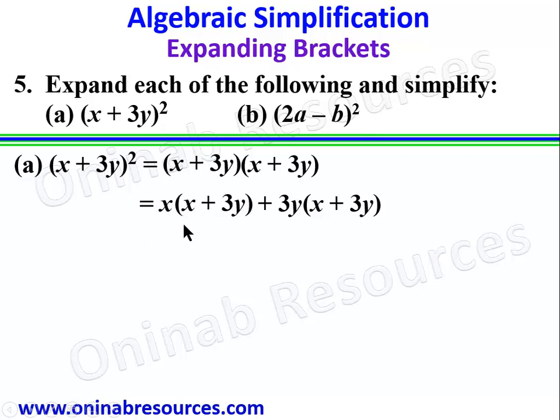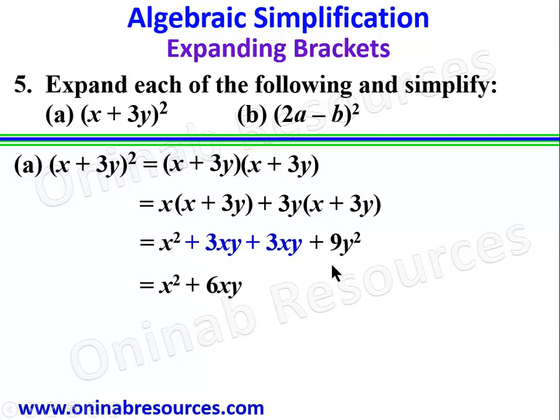So we have x times x gives x squared, x times positive 3y gives positive 3xy, positive 3y multiplied by x gives positive 3xy, positive 3y multiplied by positive 3y gives positive 9y squared. So the terms at the center are the like terms. So we have x squared plus 6xy, 3 plus 3 gives 6, then plus 9y squared. That is the end of the solution to problem 5a.